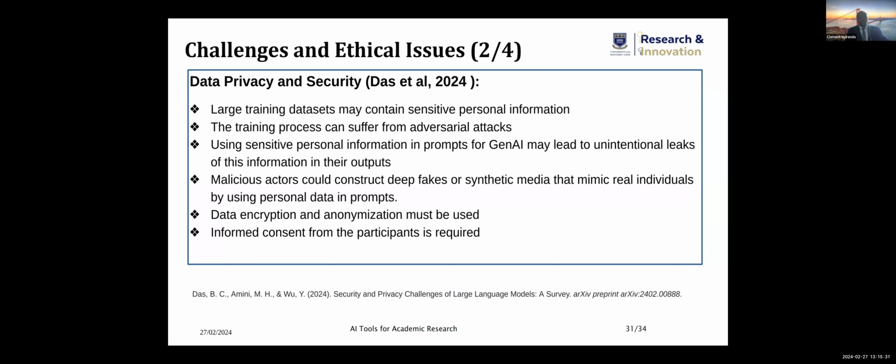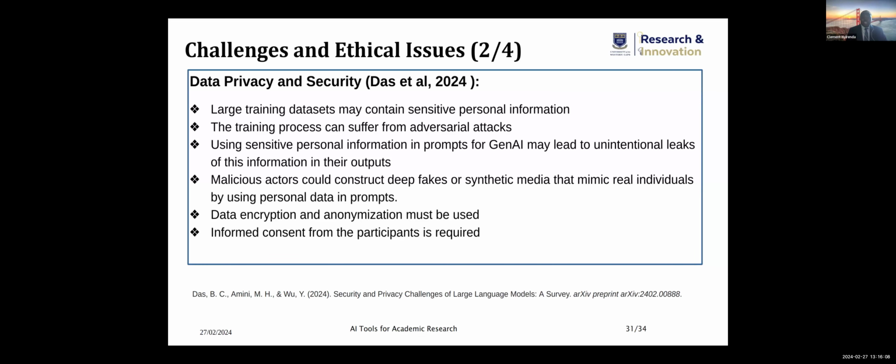And then when you are using these large language models or generative AI tools on the internet, when you are supplying data to it in the form of prompts, that data can be subject to unintentional leaks, and malicious actors can use it to construct deepfakes and mimic real individuals. So that's a danger. So data encryption and anonymization may be used, but for participants, informed consent may be required.